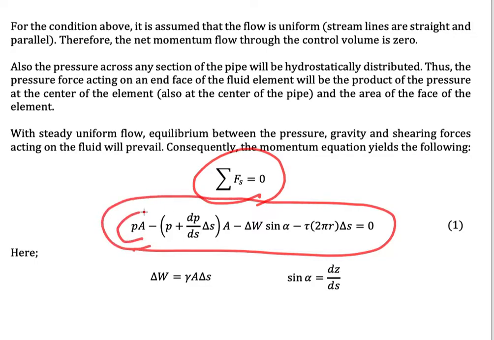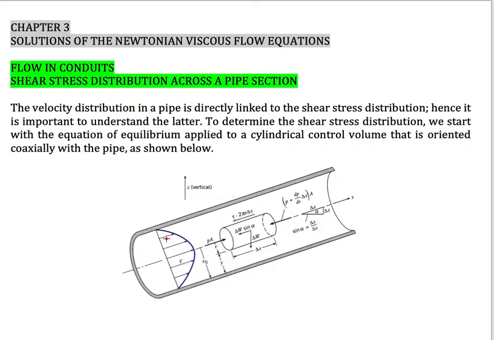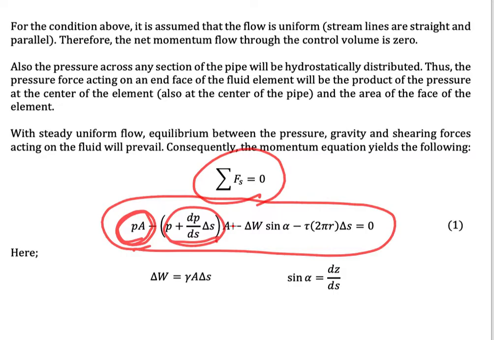This PA is the pressure from bottom to the top, and this is another pressure, in this direction. Our weight is in this direction and our shear stress is in this direction. That's why we have the negative sign here, and we have another negative sign for this one. And then it is equal to 0 because this is in equilibrium.